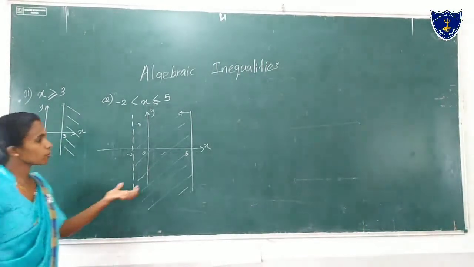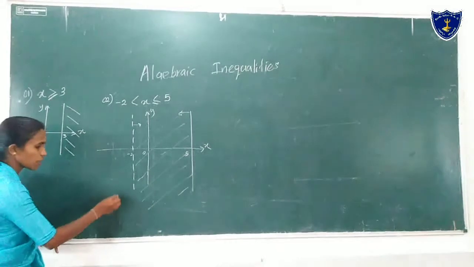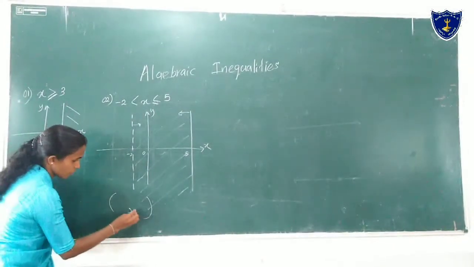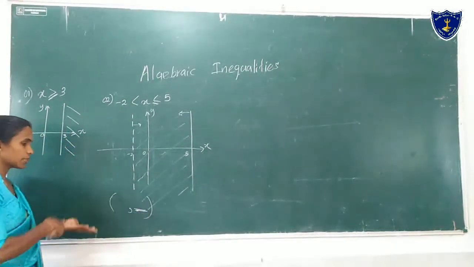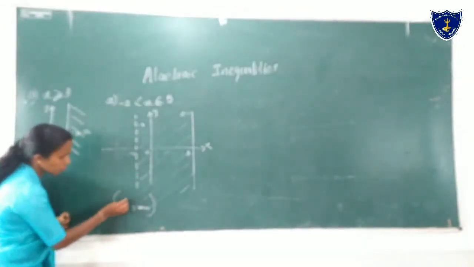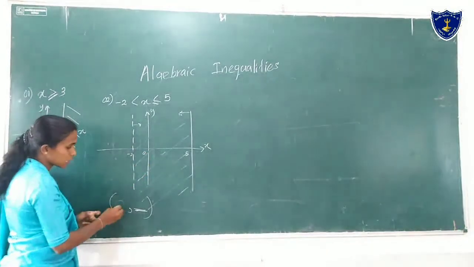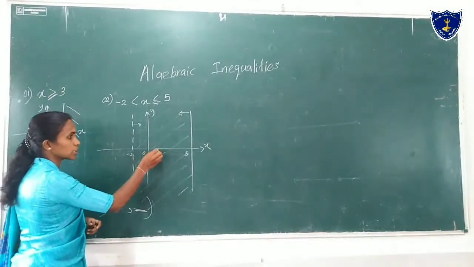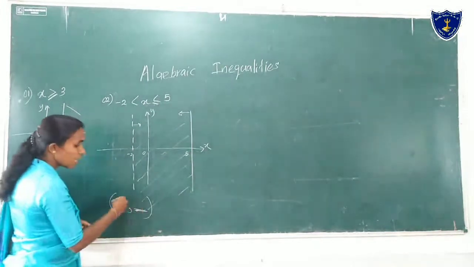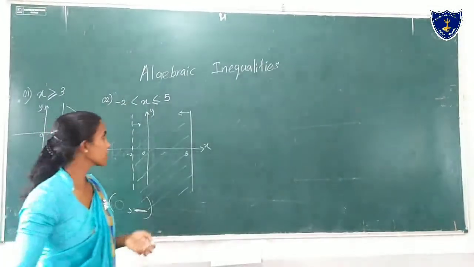Okay. What are the coordinates of the points which belong to this region? The y coordinate may be any value, any negative value, any positive value or 0. But the x coordinate should be greater than negative 2. It means negative 1, you can take 0, positive 1, 2, 3, 4, and also 5 you can take as the x coordinate. Next one.